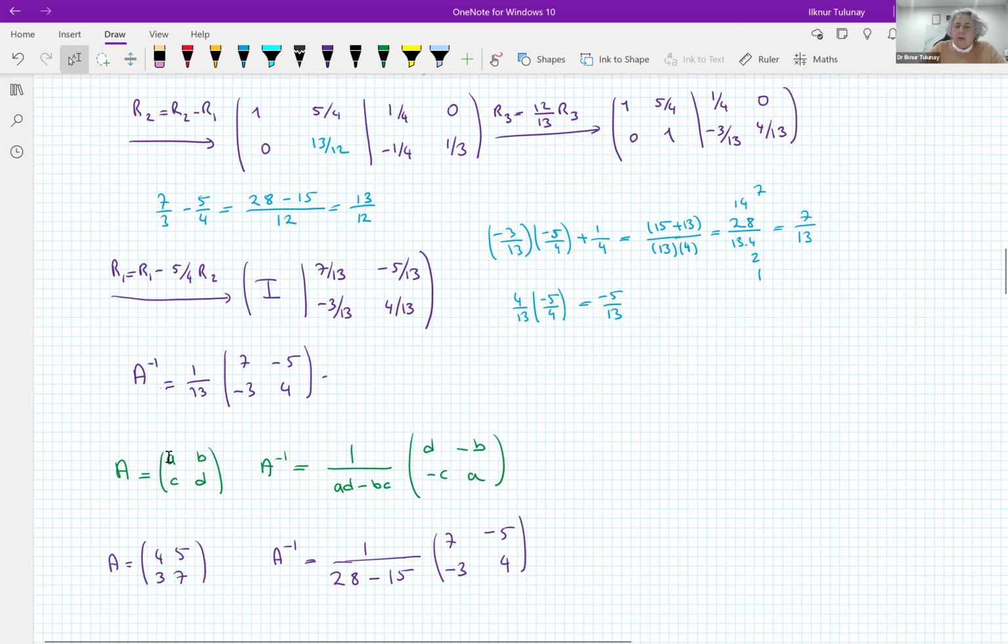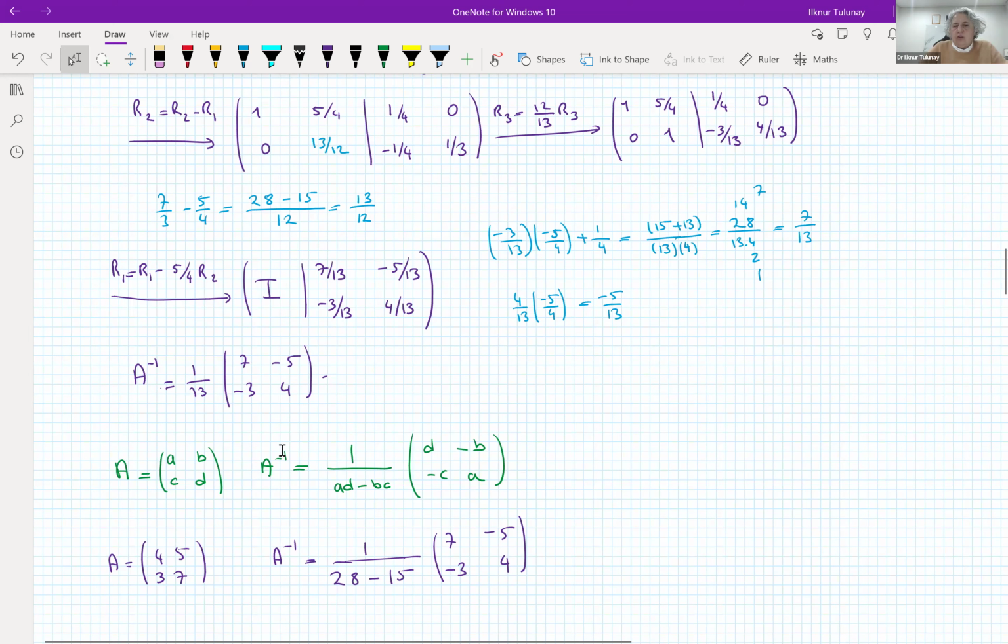If you check it, multiply this row with this column, you will have AD minus BC. When you multiply this one, you will get 1 for this position. A times minus B plus AB will give 0 for this position. So if you multiply this with this one, it will give you the identity matrix.